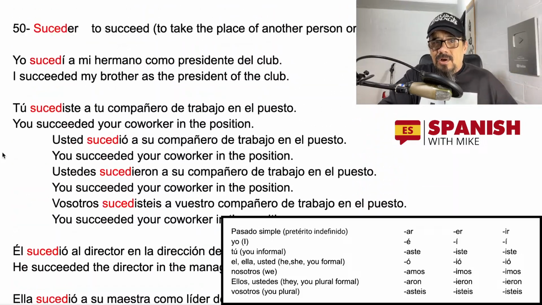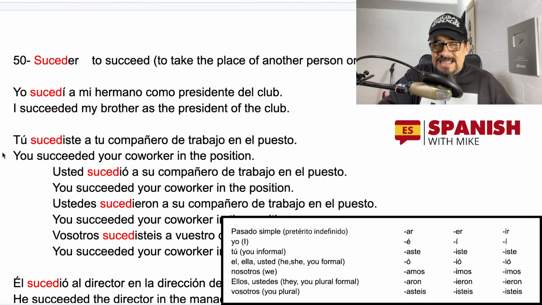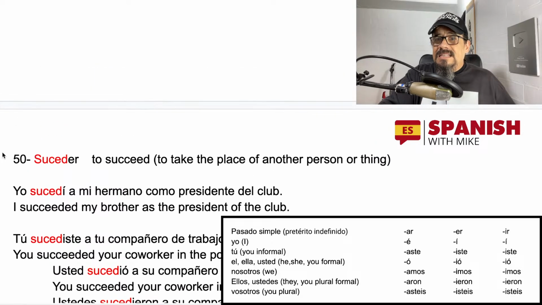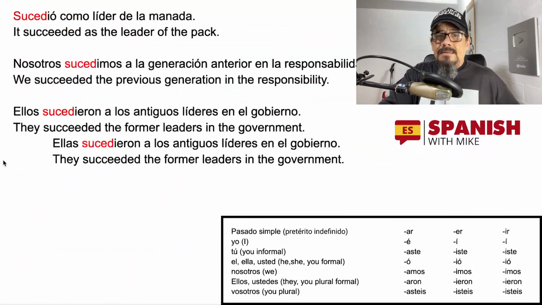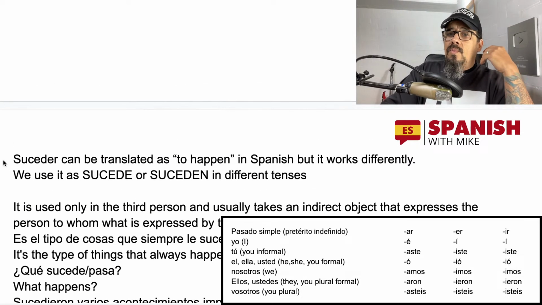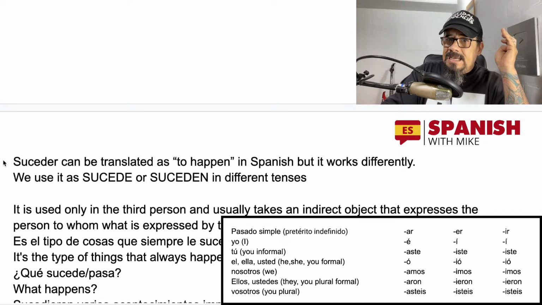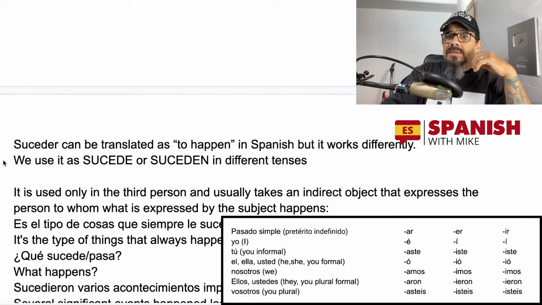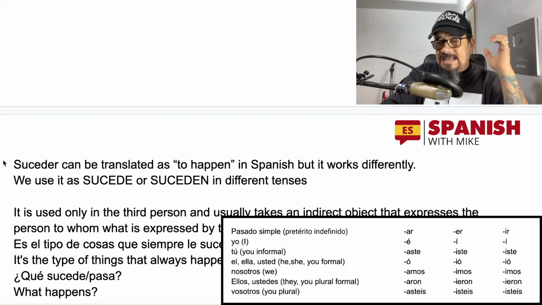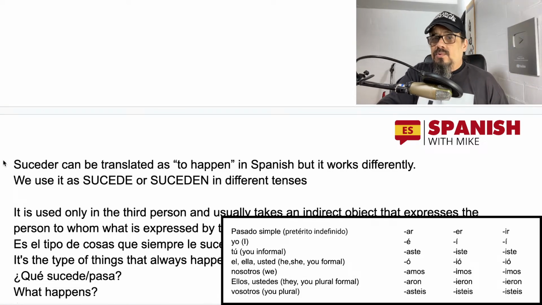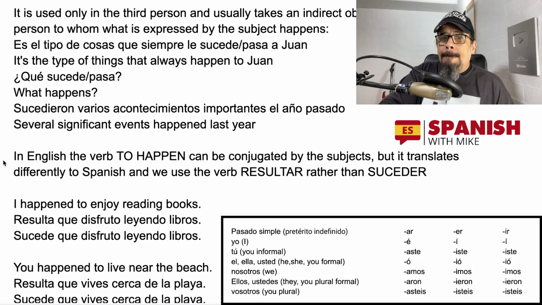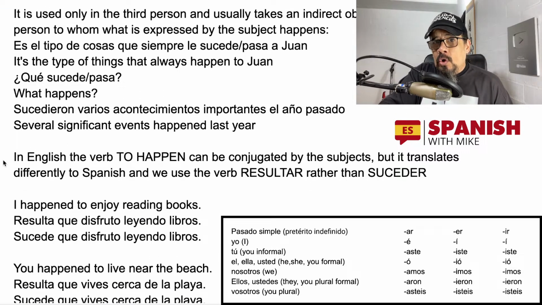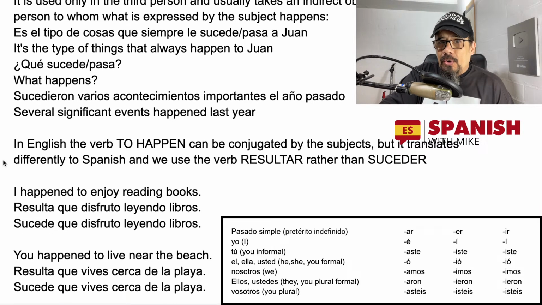And remember, this conjugation of suceder, this way, is when we mean in Spanish to take the place of another person or thing, because that can be translated as so. And the other way we use to happen in English is when something happens. We use it as sucede or suceden in different tenses. In this case, in the past it would be sucedió o pasó. Sucedieron o pasaron if it's plural.